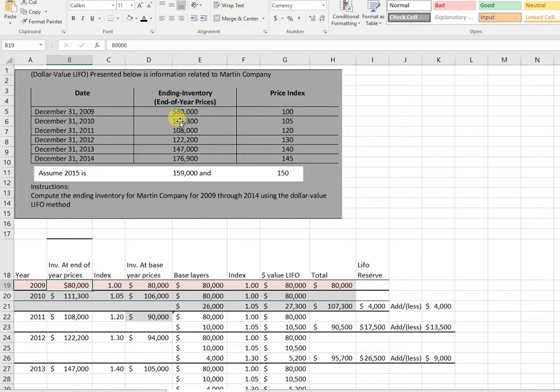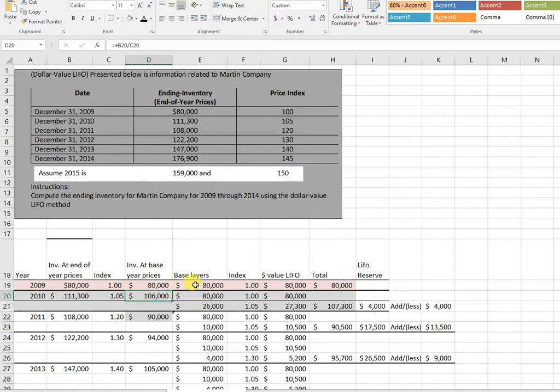In 2010, I have 111,300 and the index is 105. So I take 111,300, divide by 105. Again, the base year prices, I'm removing inflation. So this number always has to be less than that number. So I have 106,000. I want to know the layers of that 106,000.